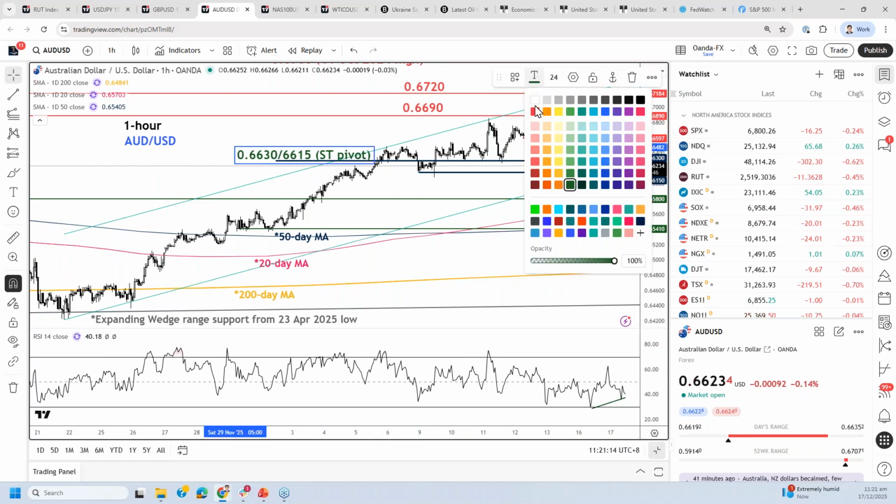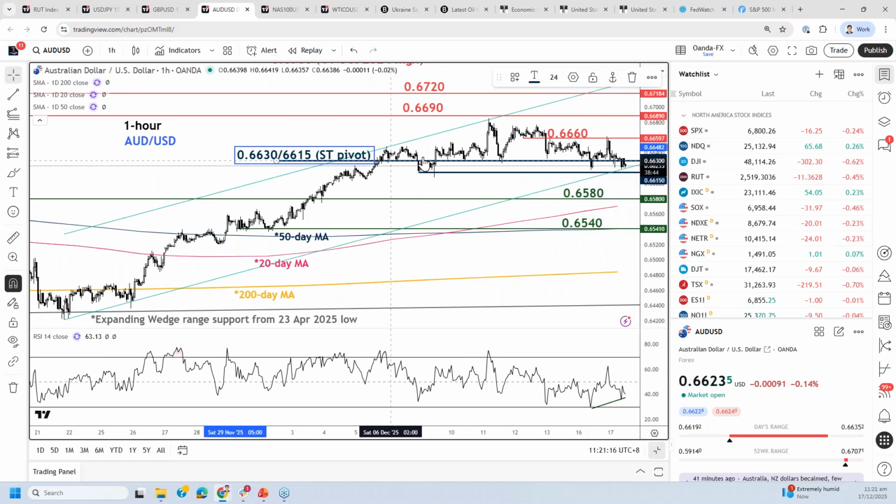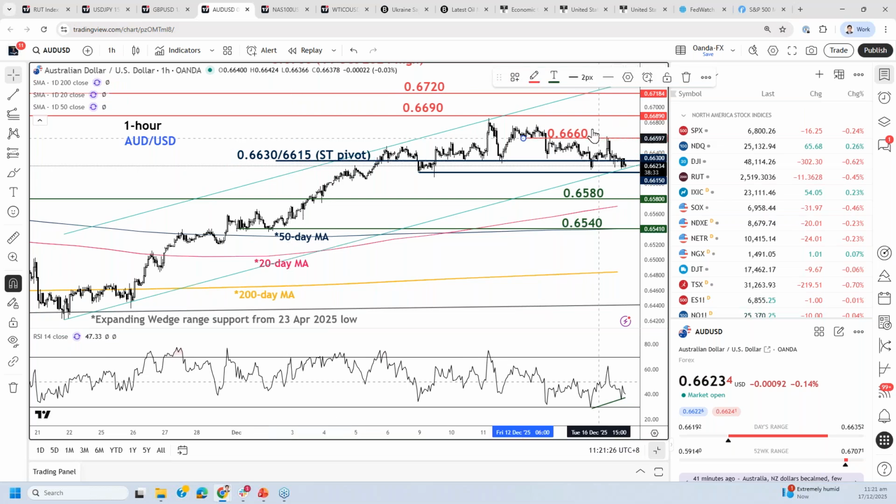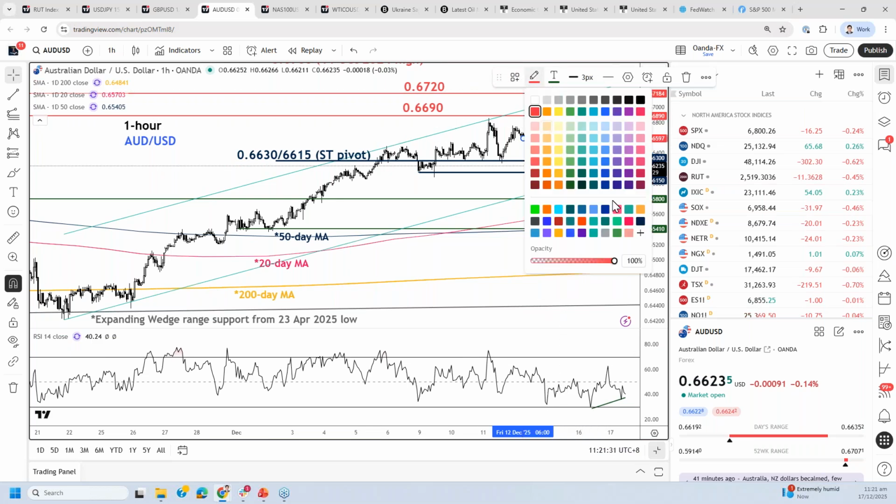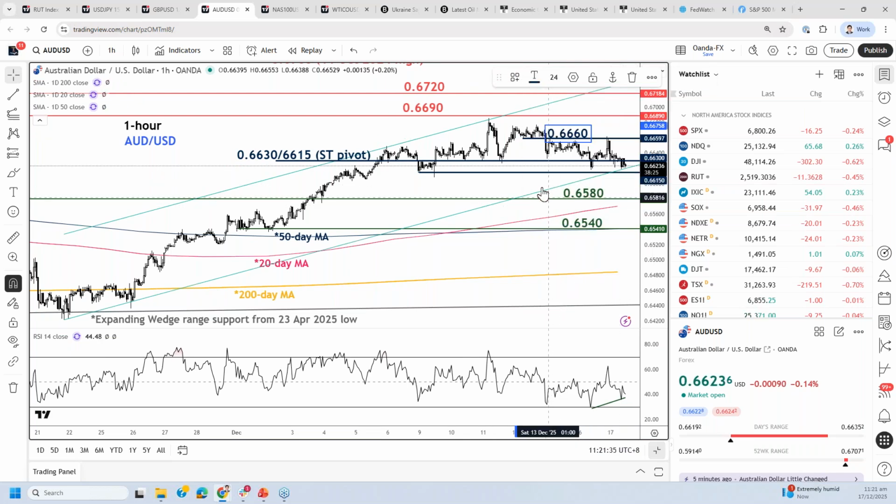So it may start to trade in a whipsaw sideways range for today between 0.6630, pardon me, / 0.6615. The upper limit will be at 0.6660. Okay, so all in all, turn to a neutrality stance for the Aussie dollar due to the technical weakness on the euro dollar. So neutral between 0.6660 and 0.6630 / 0.6615.